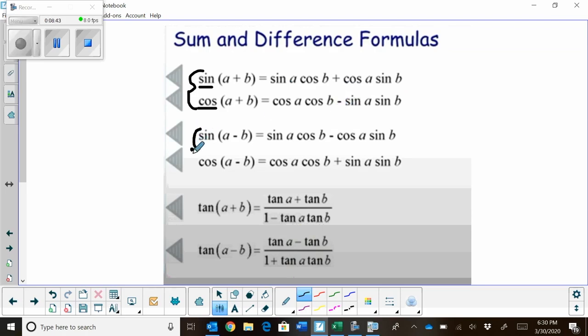And the same thing is going to work for the difference formula. Sine of A minus B is sine A, cosine B, so sine, cosine, cosine, sine, same sign in the middle. But cosine is cosine, cosine plus sine, sine, so it's the opposite sign. So you multiply the cosines together, multiply the sines together, and it's the opposite sign.